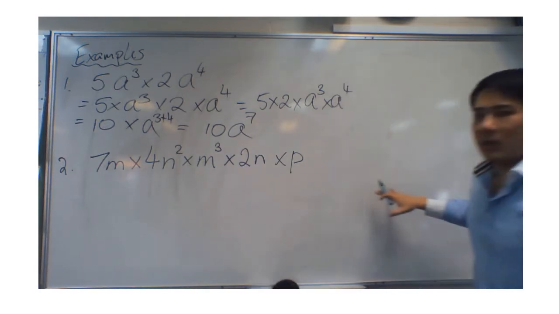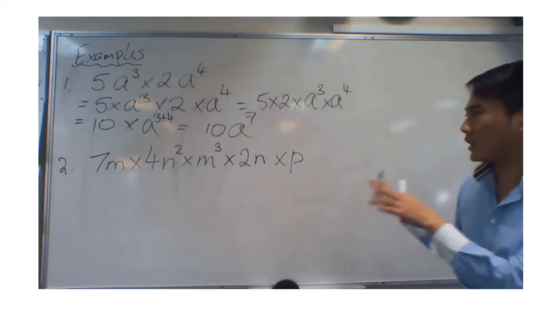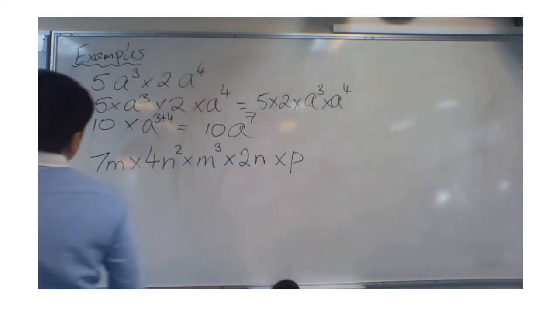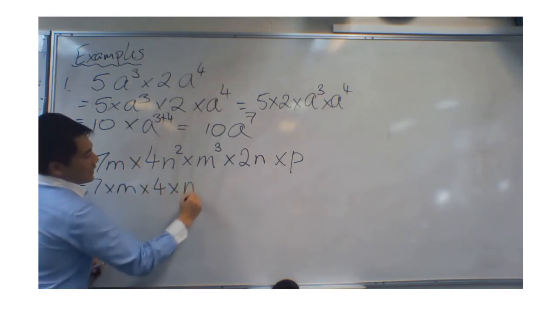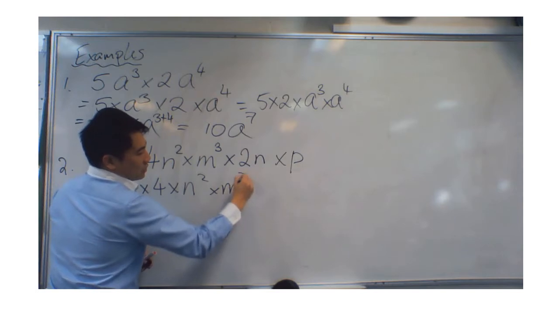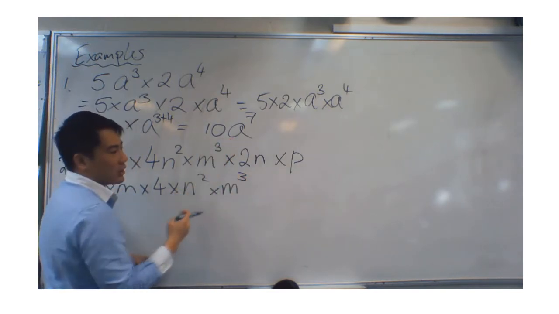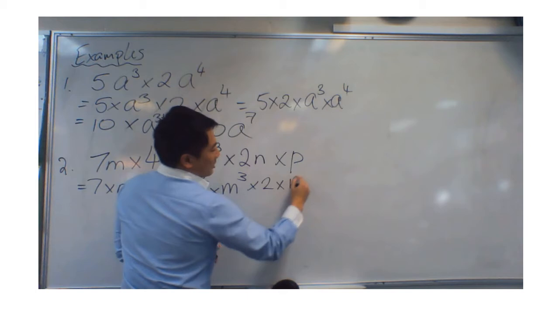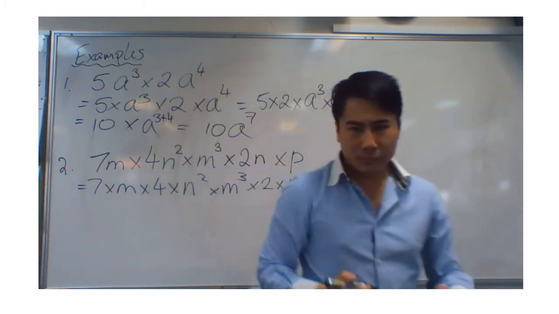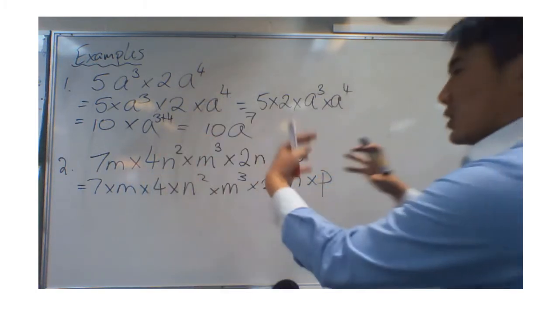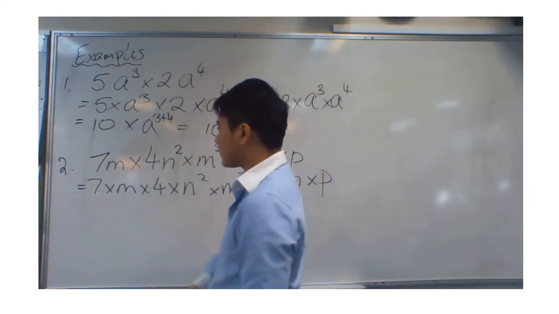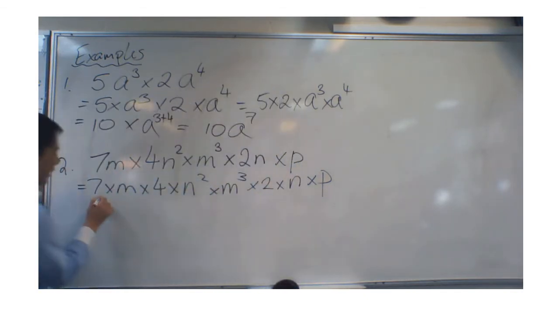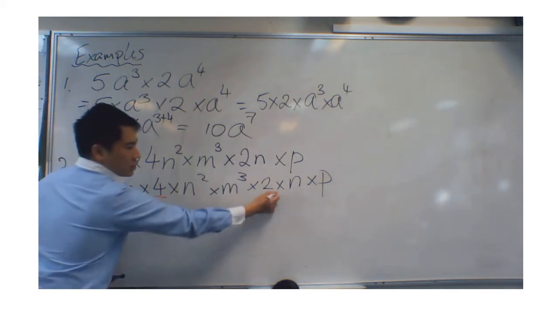It looks like a really long question, but if you think about it, it's not really that bad. 7m is the same as 7 times m times 4 times n squared times m cubed. M to the power of 3, you can call it m cubed, times 2 times n times p. Next, I can group similar things together. Right? I can group the numbers or the constants together. So, what can I multiply the 7 with? I can multiply the 7 with the 4 and the 2.